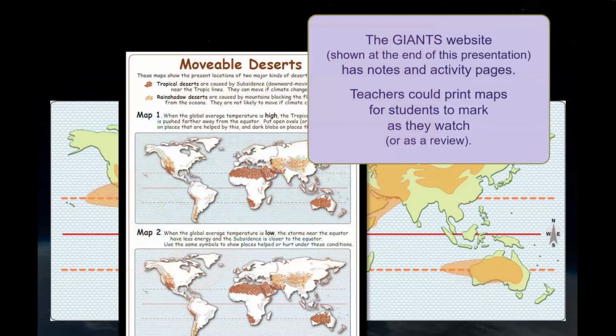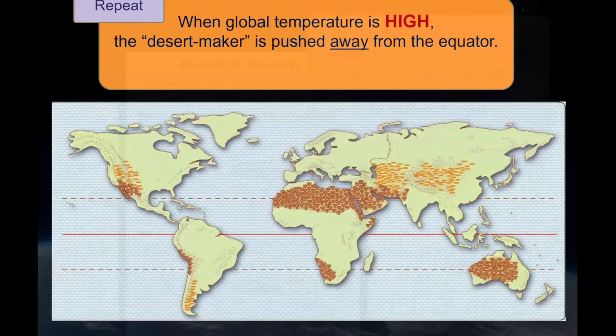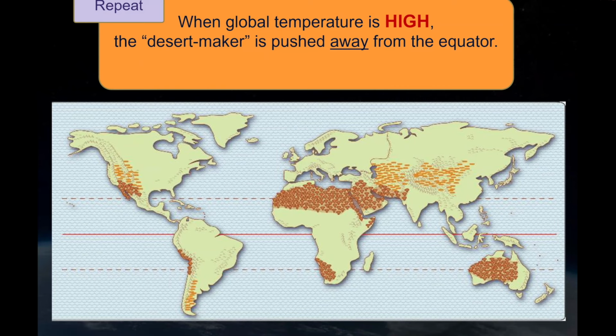And the website that we'll show you at the end of this presentation has activity pages, notes. You could duplicate these and give them to your students for them to mark as we watch the rest of this. So to repeat, when global temperature is a little high, the desert maker is pushed a little further away from the equator.